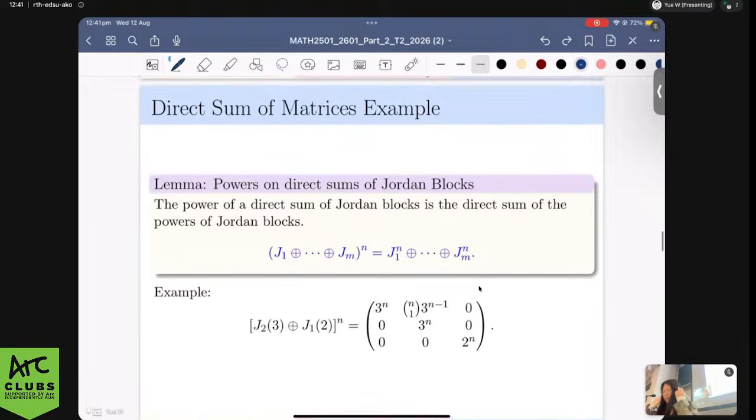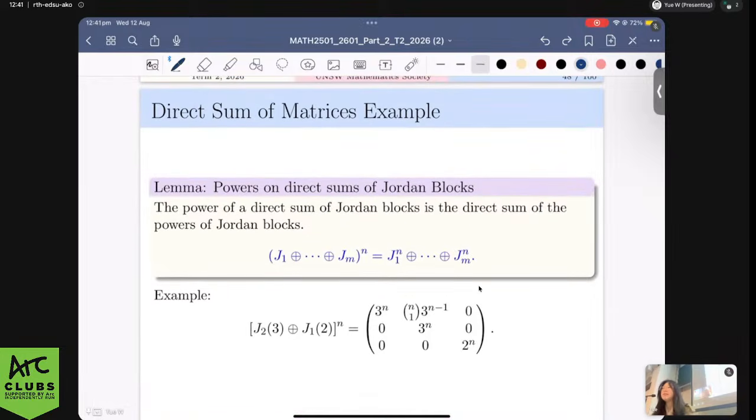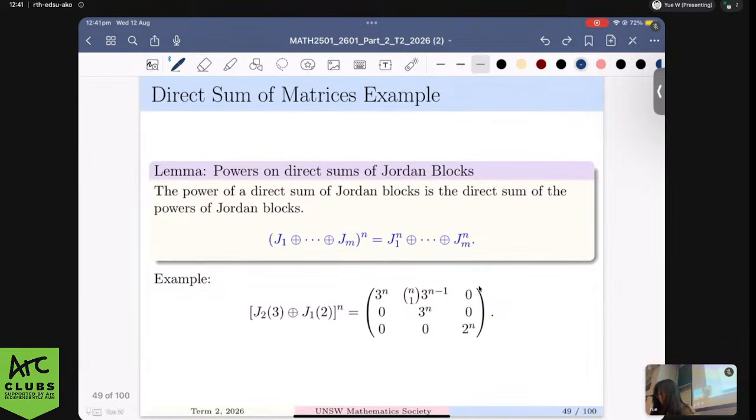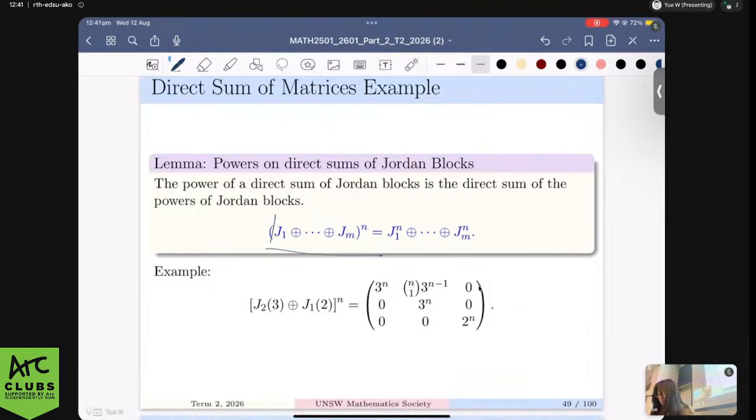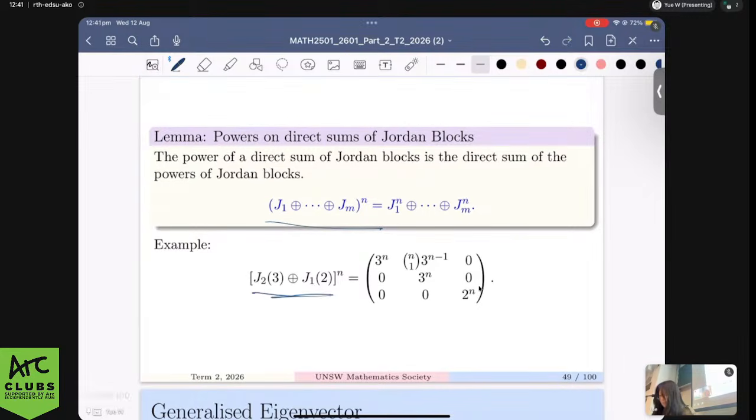Okay, so now we want to look at the powers on the direct sums of Jordan blocks. Basically the power of a direct sum of Jordan blocks is the direct sum of the powers of each respective Jordan block, right? So if you have this to the n, you can apply the n to all corresponding Jordan blocks. This would be an example of what happens. If you have the direct sum of these two Jordan blocks here, you can apply this power to each of them, right? And you will see that it would look something like this.